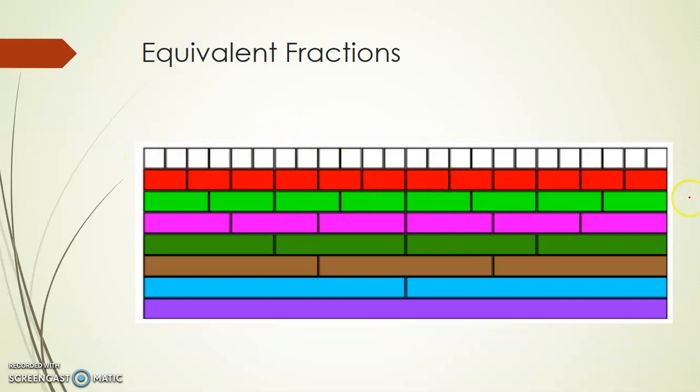Here you can see this is a fraction wall. The lowest rectangle shows one whole. The rectangle just above it is divided into 2 equal parts. So each part represents 1 by 2. Here it is divided into 3 equal parts. So this is 1 by 3. This is divided into 4 equal parts. So each part is a quarter.